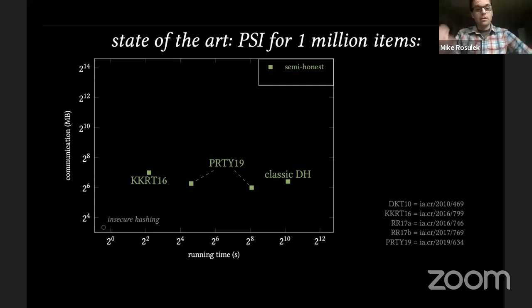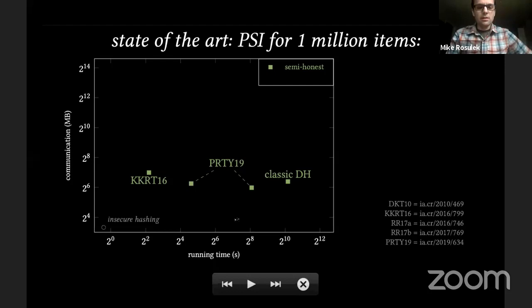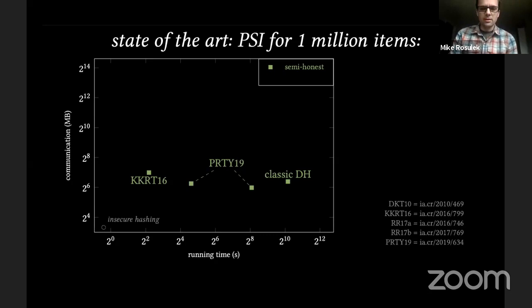Here's the state of the art. For semi-honest protocols, the leading protocol is this KKRT protocol, which I'll briefly discuss. That's Kolesnikov, Kumaresan, Rosulek, and Trieu. It takes about 4 seconds for a PSI of 1 million items per party. There's a sizable gap in performance between the semi-honest protocols and the malicious protocols. You see the fastest and lowest communication malicious protocol is due to Rindal and Rosulek.